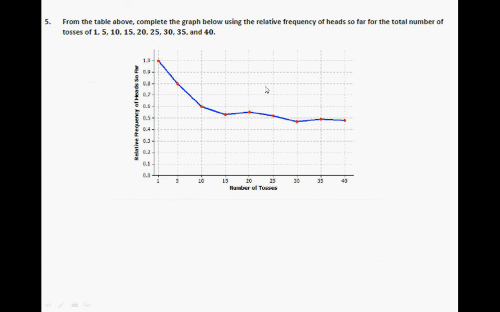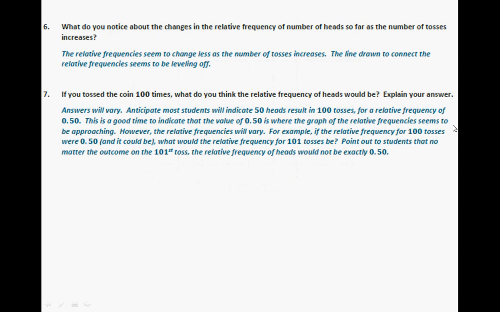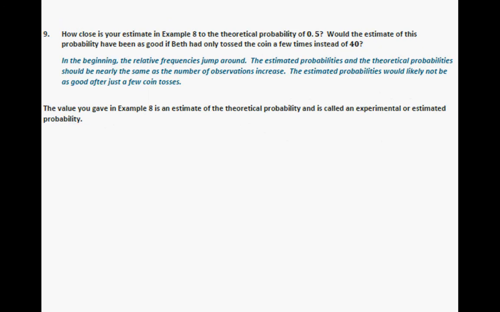And then graphing that as a table or as a graph from the table, you would notice that eventually this would start leveling out. And this is what 6 and 7 are talking about. As far as if you were to continue with the experiment, what do you think would happen? And here is the answer for number 9.